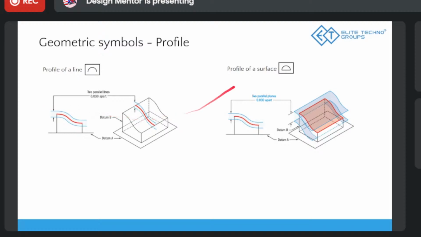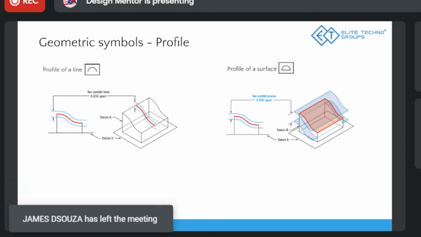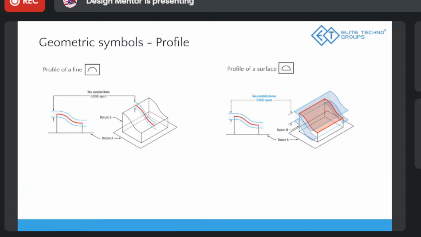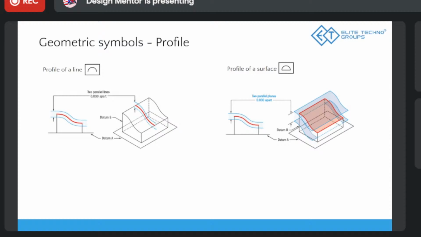Then we have profile of a surface. Now the previous one is just a 2D line, and a profile of a surface is a surface in two directions, not just one direction. Similarly, like flatness is to straightness, profile of a surface is to profile of a line. One above, one below, and the surface should be in between those.